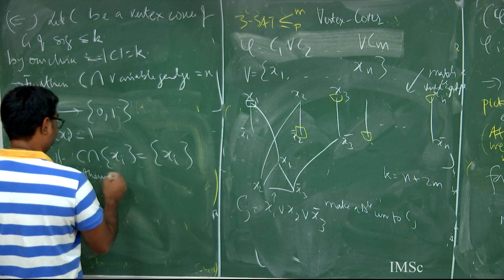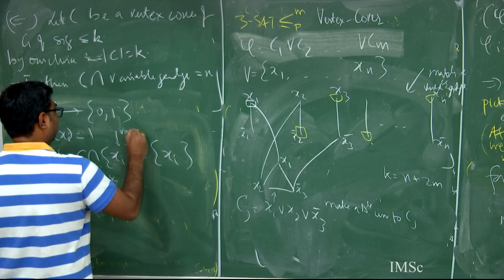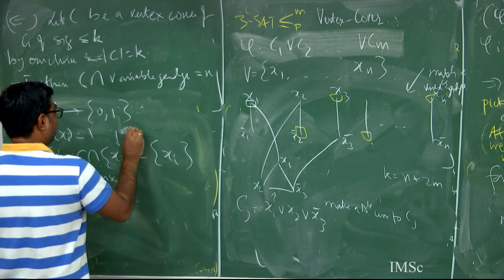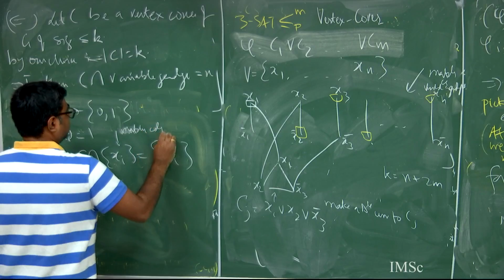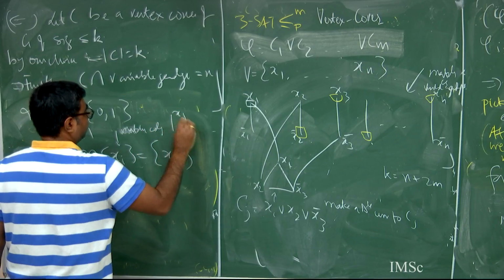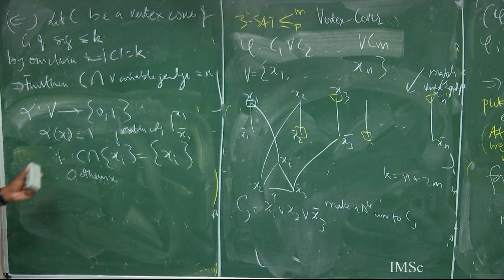So the xi variable or the matching edge xi bar, that's it. So look at this, which one has been picked? If this is xi, you set it to 1, 0 otherwise. This is my assignment. Claim: alpha is a satisfying assignment.